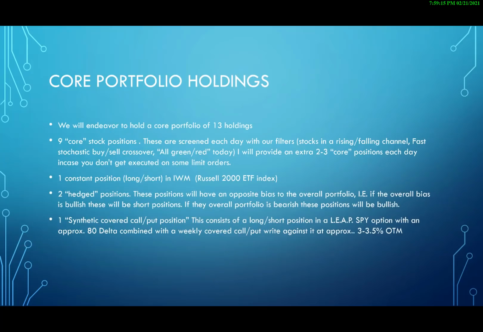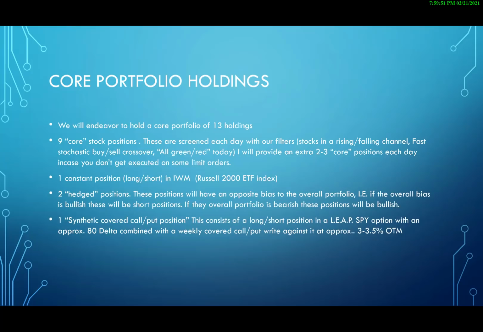Okay? Our core portfolio holdings. So we do endeavor to hold a core portfolio of 13 holdings. Now this will fluctuate. Sometimes we will have just a little bit more, and sometimes a little bit less. But we endeavor to hold a core portfolio of 13 holdings. 9 of these core holdings are stock positions. Okay, so these are screened each day with our filters. And the filter that we use is we look for stocks that are in a rising or falling channel, depending on whether we're looking at a bullish or bearish bias, right?